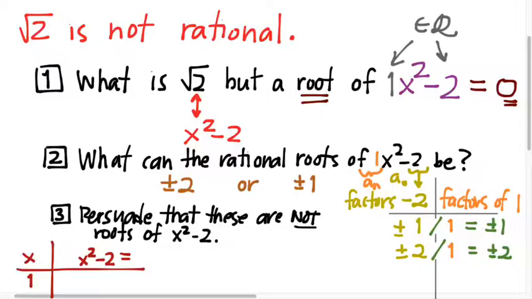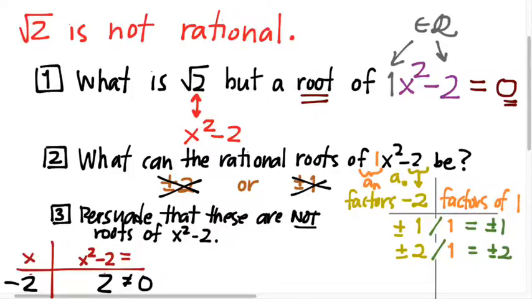If x is equal to 1, x squared minus 2 is negative 1, which is not, in fact, equal to 0. So that means that positive 1 is not a possibility. If x is negative 1, x squared minus 2 is, again, negative 1. So negative 1 is not a possibility. And if x is plus or minus 2, x squared minus 2 is 4 minus 2, that's 2, which also is not equal to 0. So positive 2 doesn't work. If x is negative 2, it's the same story, so negative 2 doesn't work.